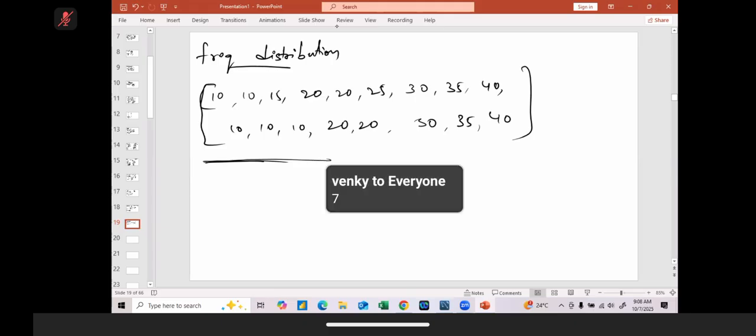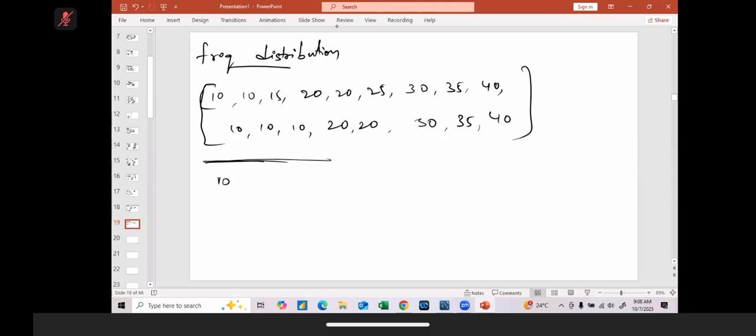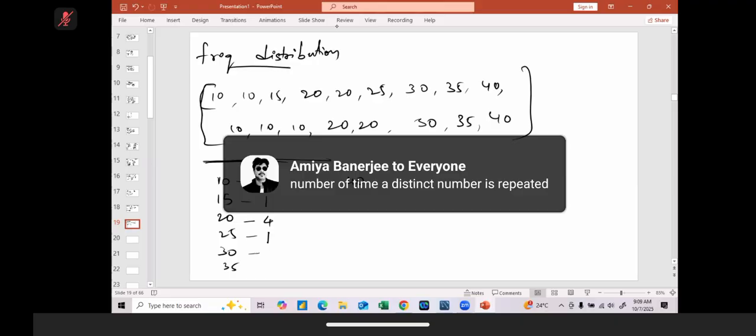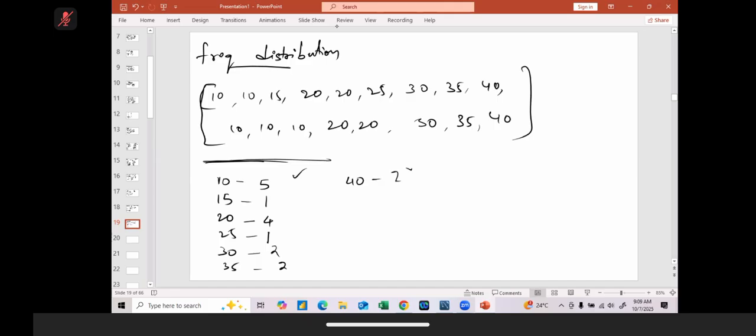7, 5, 8. What are they? Forget about how many. Tell me what the distinct numbers in this data are. 10, 15, 20, 25, 30, 35, 40. How many? 1, 2, 3, 4, 5, 6, 7. 7. Now the frequency of 10 is 5, 15 is 1, 20 is 4 times, 25 is 1, 30 is 1, 35 is 2, 40 is 2. This is nothing but frequency distribution. That means each value is repeated how many number of times.